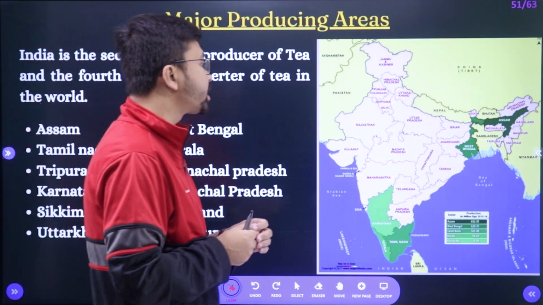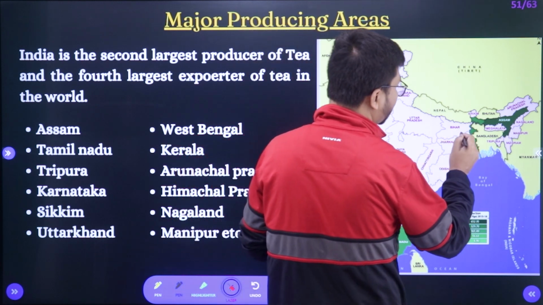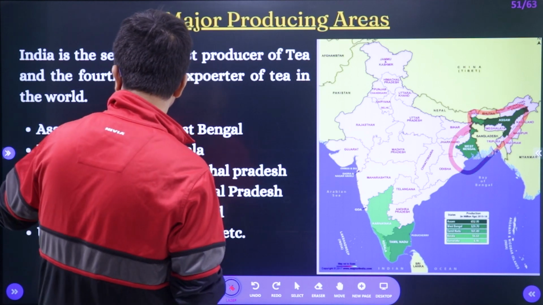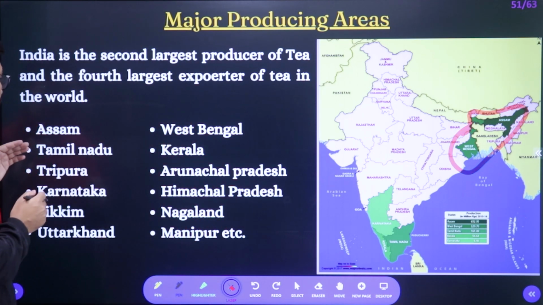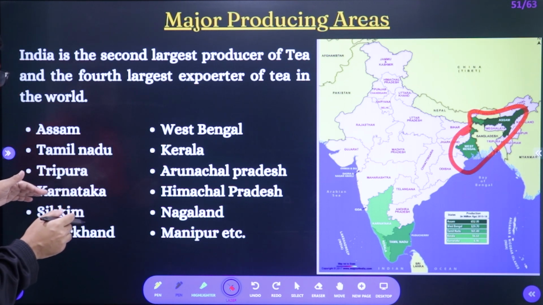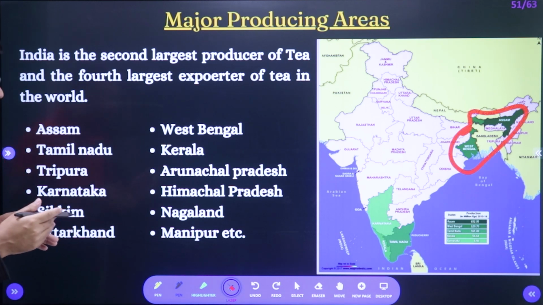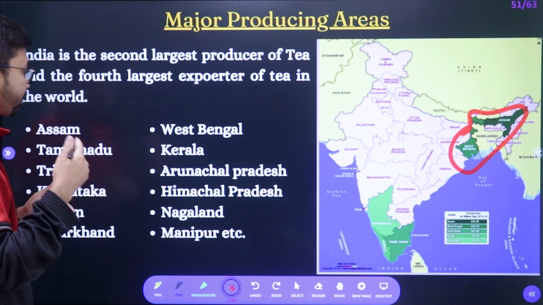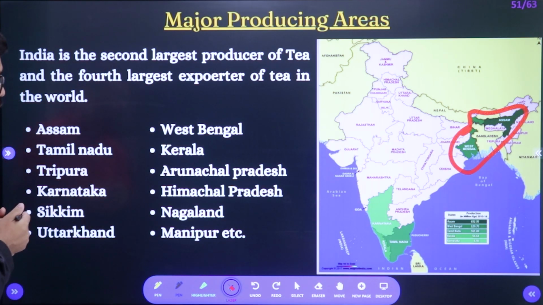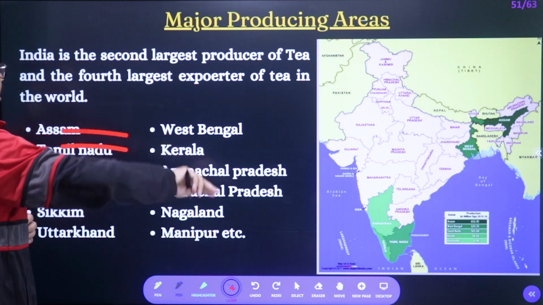Next, the major tea producing states. Remember, the major tea producing states are in the northeastern part of India along with West Bengal: Assam, West Bengal, Tamil Nadu, Kerala, Tripura, Arunachal Pradesh. Even in the southern part we get tea. But remember, the southern part is famous for coffee cultivation and the northern part is famous for tea cultivation. Southern Karnataka and Andhra Pradesh are also able to cultivate tea, and so are Tamil Nadu and Kerala.